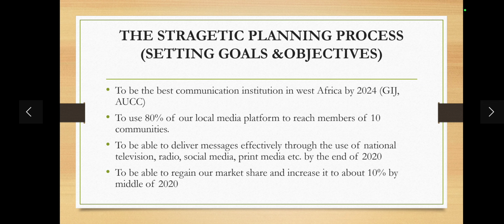So this is an example of goals. GIJ says to be the best communication institution in West Africa by 2024. Yeah, this could be a goal of GIJ or AUCC. Now, remember that this is a goal and it is not as detailed as an objective. That's why it's just to be the best communication institution in West Africa by 2024. But when it is an objective, remember your SMART objectives. So all you see here mostly are goals.